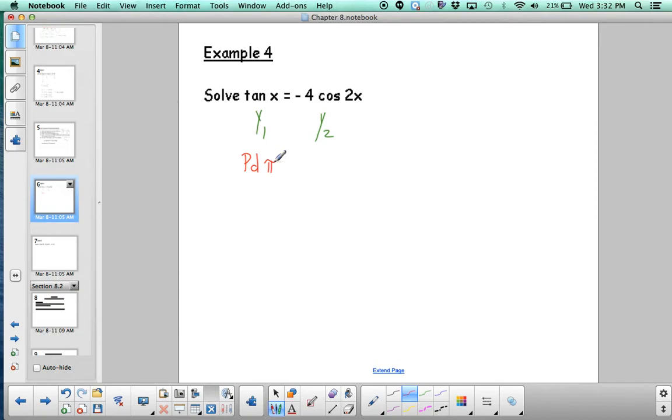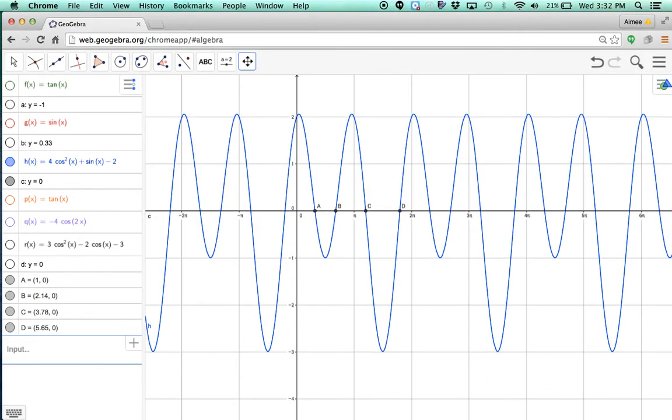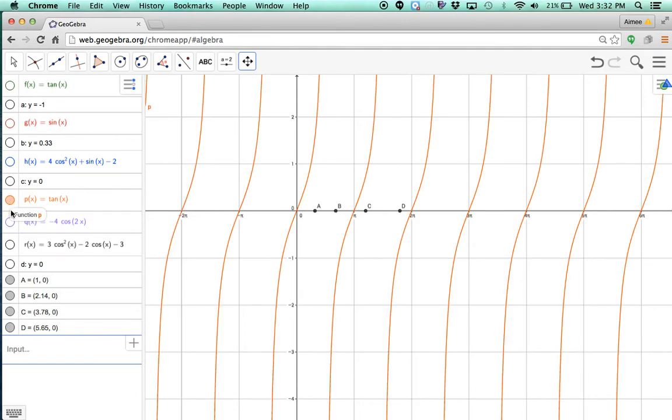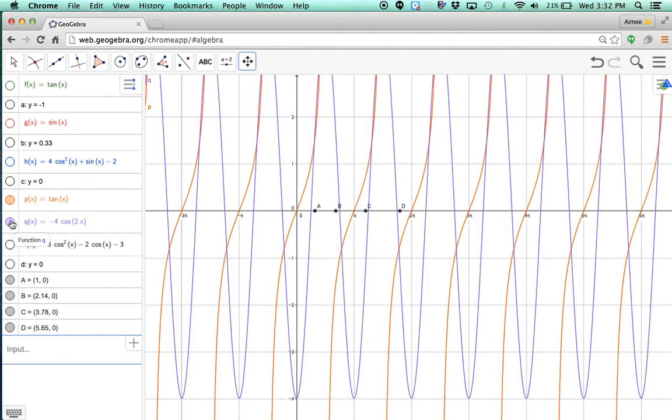And here in this case, you know that the period of your cosine is going to be 2 pi divided by that a, which is equal to pi. So it's likely that the period is going to be pi here. So let's take a look. And let me get the correct graphs up. I've got tangent of x, so it's our red function. And then the next one is -4 cosine of 2x.